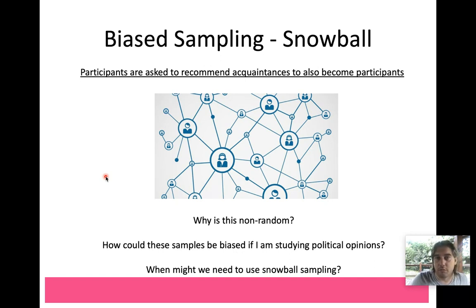Cults are notoriously, almost by definition, right, difficult to get access to. And so if you can get access to one or two people in a cult and you can ask them to then refer more people for the data collection, you might have some better luck, right, than doing a random sample.